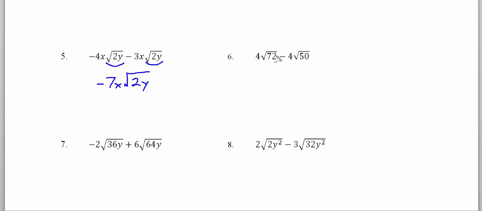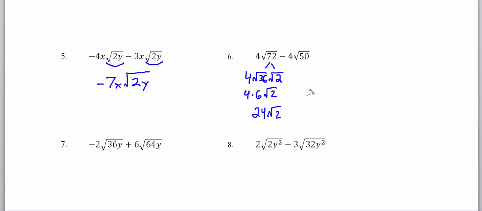But then you look at problem number 6 and go, well, they're not the same, so there must be no solution. But it's not quite right, because the square root of 72, as we learned in the previous video of simplifying radicals, can be broken down into the square root of 36 times the square root of 2. So 4 times the square root of 36 is 4 times 6 times square root of 2, or 24 square roots of 2.